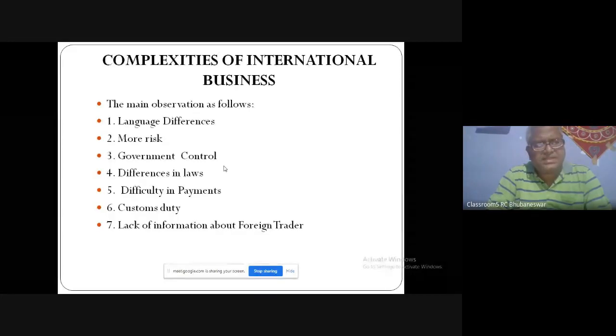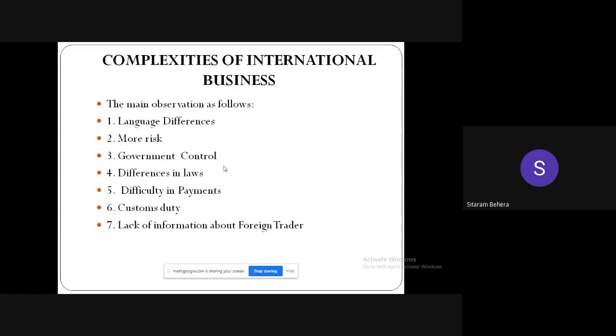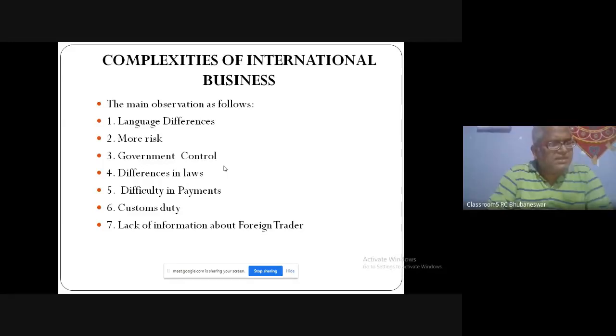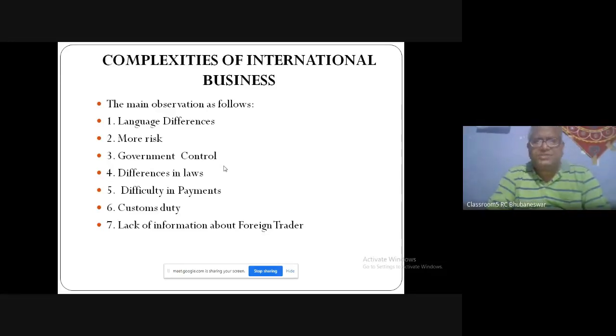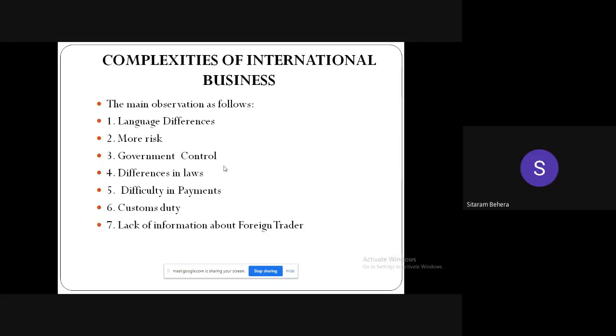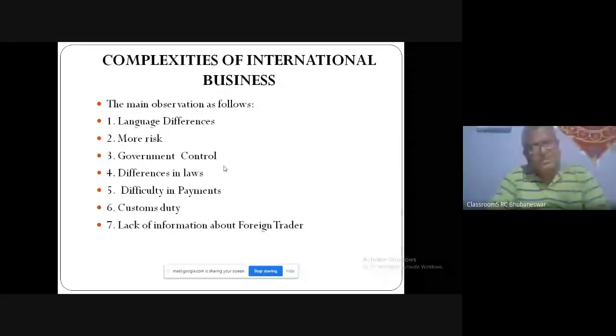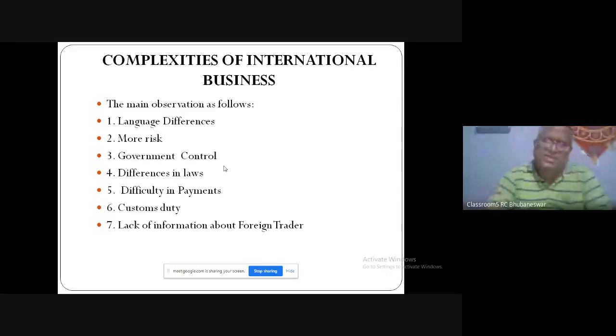The major negative observation in my view is language difference. Every country has its own language. In India, different states have different languages, but if you go to China, the language is different and very difficult to understand. If you go to Japan, there is the Japanese language. If you go to the US, the British language is something different.